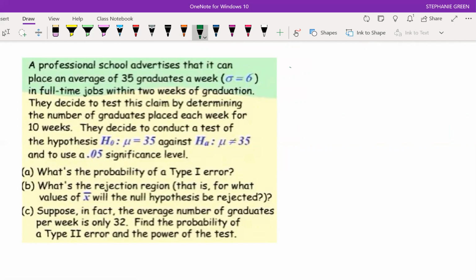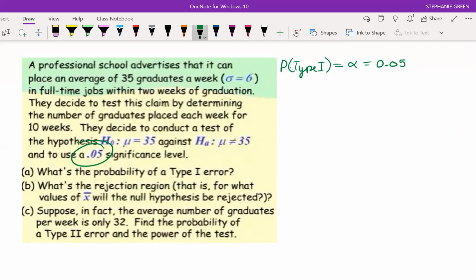All right, so the probability of a type 1 error is equal to alpha. Always, always, always. So what did they say alpha was? 0.05. So the probability of making a type 1 error is about 5%. When we choose our significance level, when we choose alpha, we are already determining the probability of us making that type 1 error.